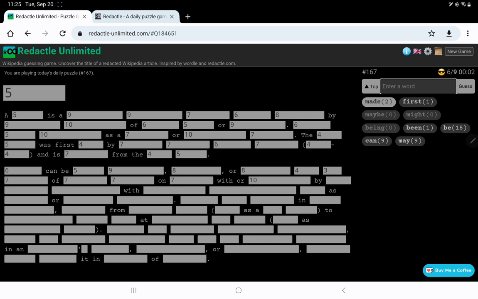Be good to get that verb. I assume 6 is the plural of 5. So that's good to know that it's not just some general concept that can't be pluralized. It must be some concrete thing. Can be 5, 9, 8. So here's a list of things it can be. Maybe often. No, we do have often down there.